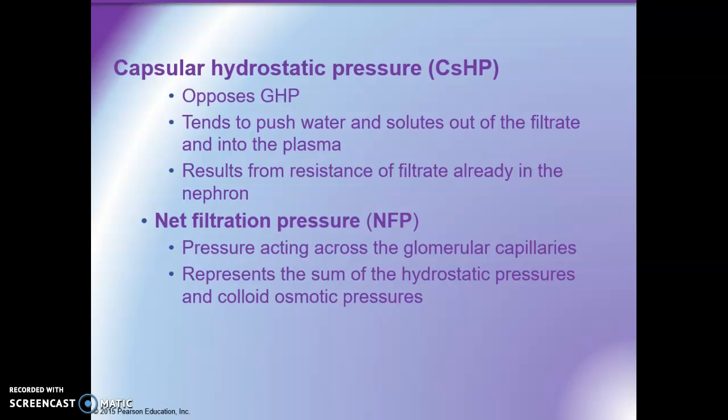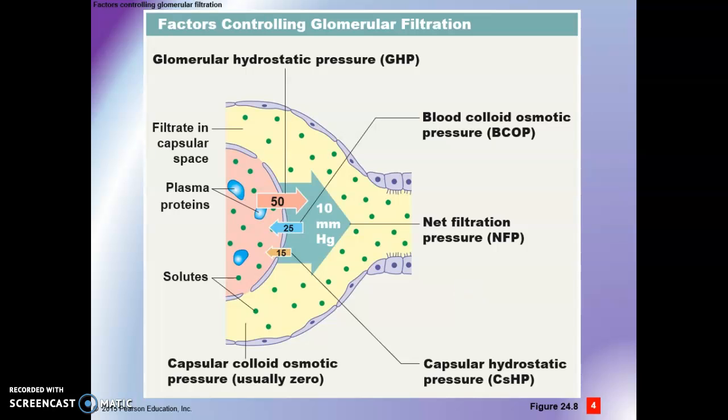The net filtration pressure is the pressure acting across the glomerular capillaries. It represents the sum of the hydrostatic pressures and the colloid osmotic pressures. So there are a lot of different pressure interactions here.